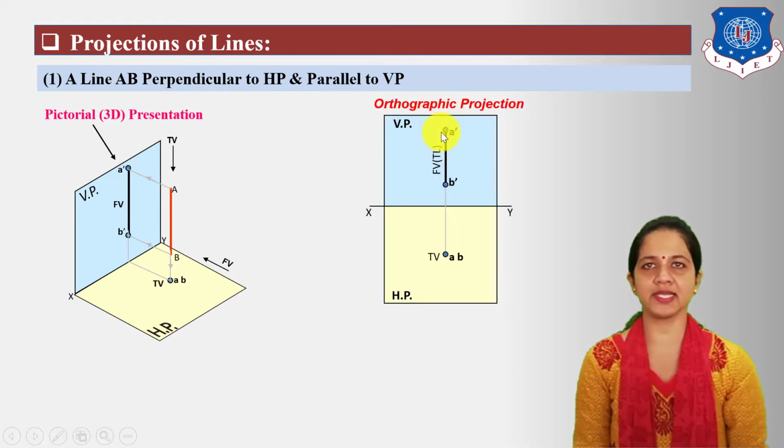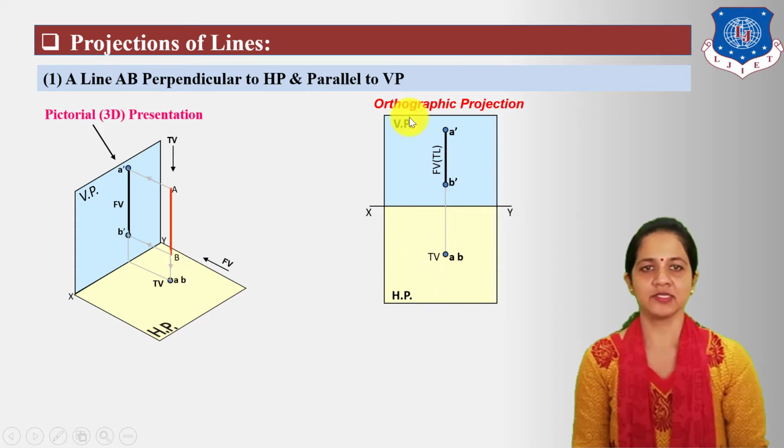So here you can see the orthographic projection of line AB. Here the horizontal plane is shifted below the XY line after rotation, and the vertical plane is located above the XY line. So front view A dash B dash is located here above the XY line, and top view AB as a point is located below the XY line. So this is our final answer of this case.